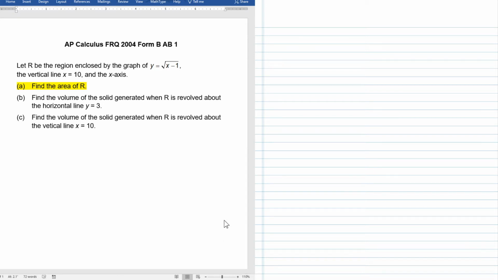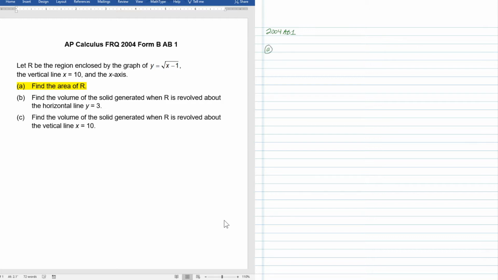The problem that I'm going to be doing is 2004 AB question number 1. All the information is provided in the question, so let's go and explain each piece of the answer. First step, A.